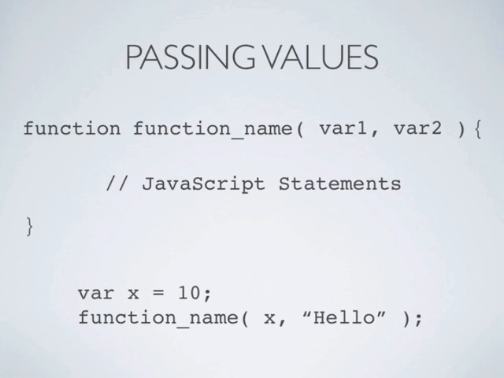Anytime we call a function and we pass it values, JavaScript will take the values that we pass to the function when we call it, and it will assign those values to the variables that we've supplied. So the value of x will be put into the variable that here I've called var1, and the value of hello will be stored in the variable called var2.